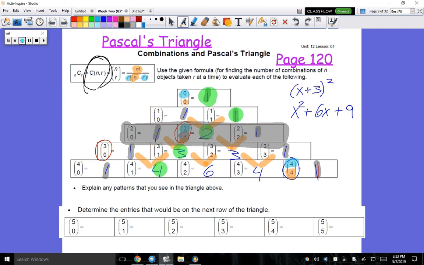So how about if I didn't have 3, what if I had 1? What would this equal? X squared plus 2x plus 1. Look at this. 1, 2, 1. You see what's going on here? So this 1, 2, 1 is going to be with these kind. There's a little bit more involved when this is not 1. And I'm going to show you what that looks like here in just a bit.